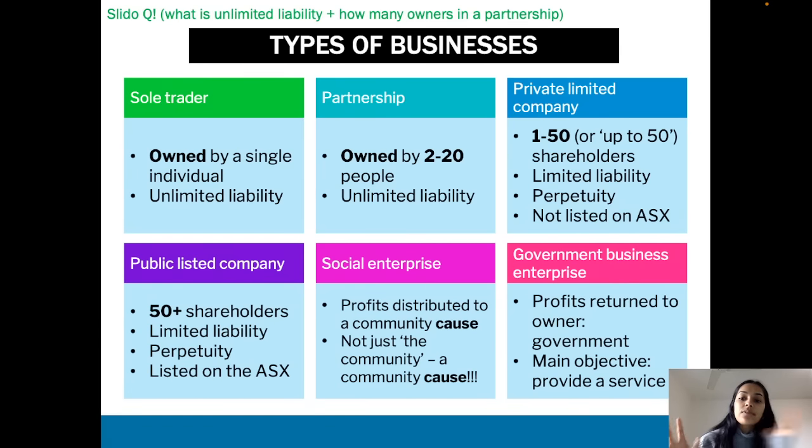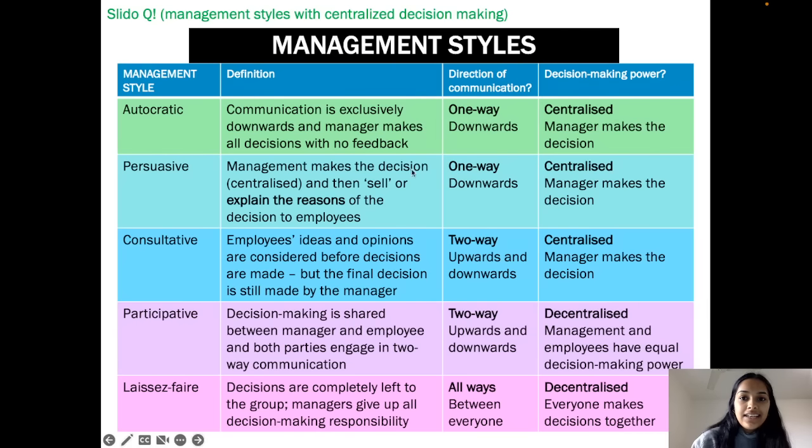With limited liability, that's the opposite. That is where shareholders are only held accountable to the amount of shares that they own in the business. So the directors are not accountable. It's only the shareholders who lose the money or the percentage that they've invested in that business.